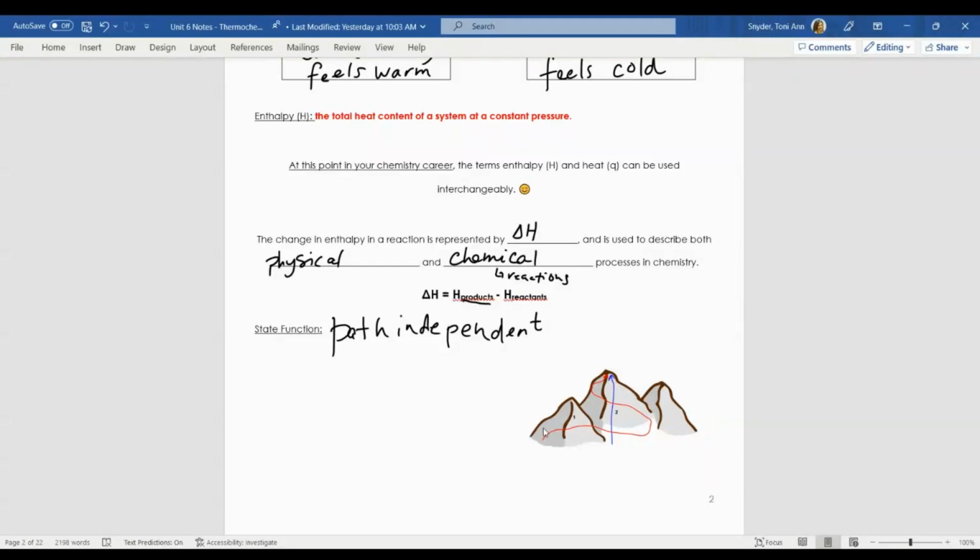Both of these routes get you the same exact distance. So they're still going to get you from point A at the bottom of the mountain to point B. But they're two totally different routes you can take. So regardless of how you get from A to B, the distance from A to B is always the same. It is path independent. And we'll talk more about that, like we said, as we get to actual reactions.